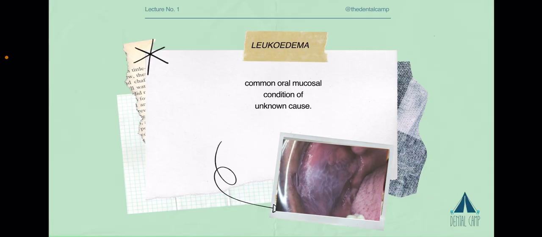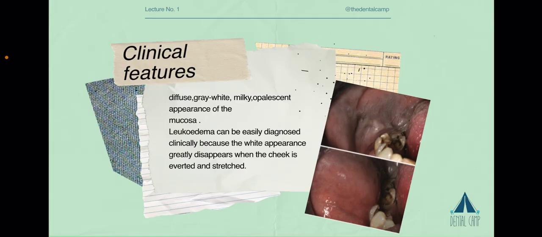Leukoedema is a common oral mucosal condition of unknown cause. It occurs more commonly in Black individuals than in White individuals. Clinical features: leukoedema is characterized by a diffuse gray-white or milky opalescent appearance of the mucosa. The lesions do not rub off like candida. Leukoedema typically occurs bilaterally on the buccal mucosa and may extend forward into the labial mucosa. It can be easily diagnosed clinically because the appearance greatly diminishes or disappears when the cheek is stretched.